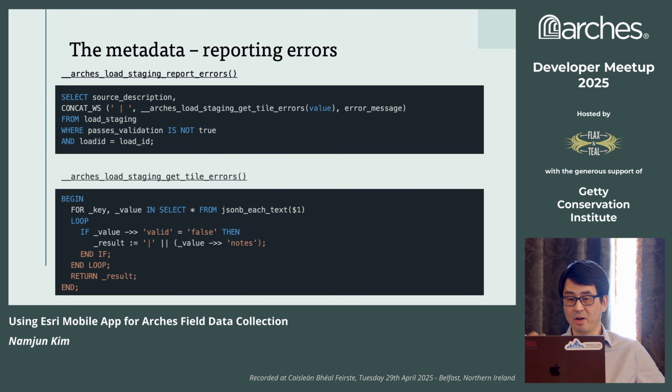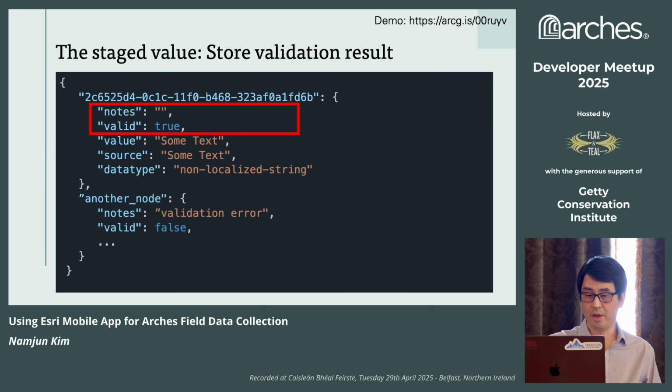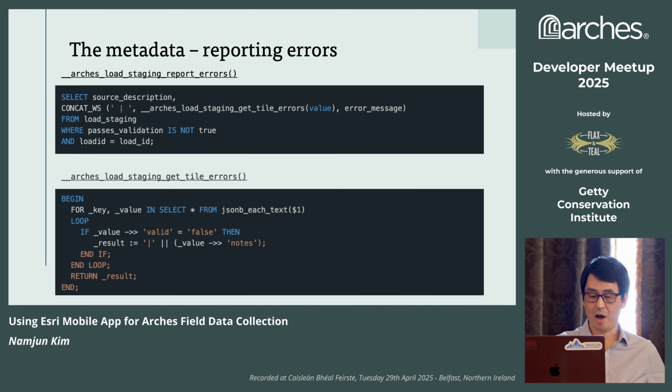So simply from the load staging data, you can collect the error message, or you can go into the validation metadata. If valid is false, then you can get some nodes there, so you can use it. So it's a bit flexible, but that's basically how we save the data, so that later you can track down if something went wrong.